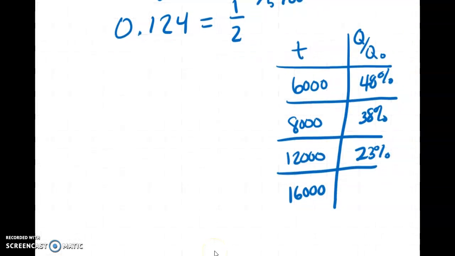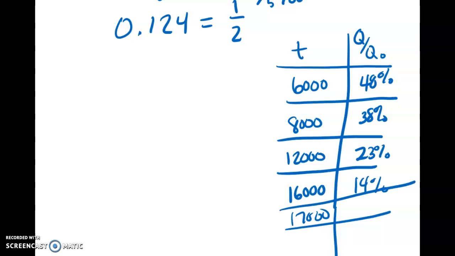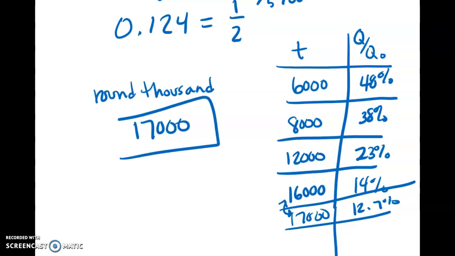So we saw that 16,000 gave us 14%, and the 17,000 gave us 12.7%. So somewhere in between here, but because it says round to the thousand place, this is going to be my answer because it's very close to 17. All right, so that's how you do those two problems.